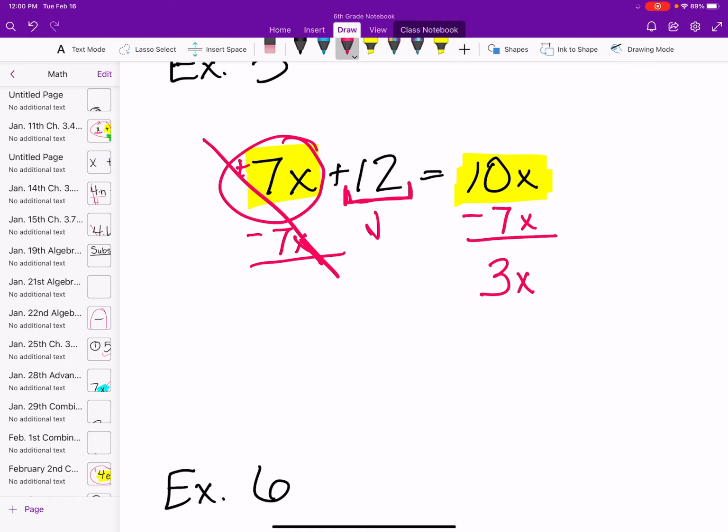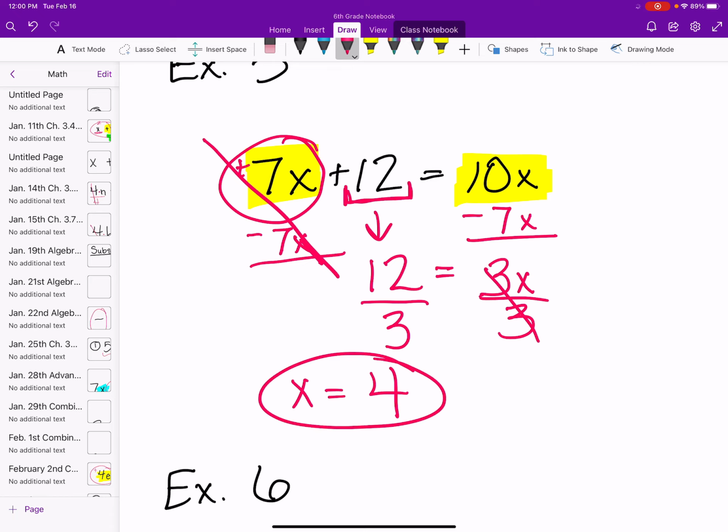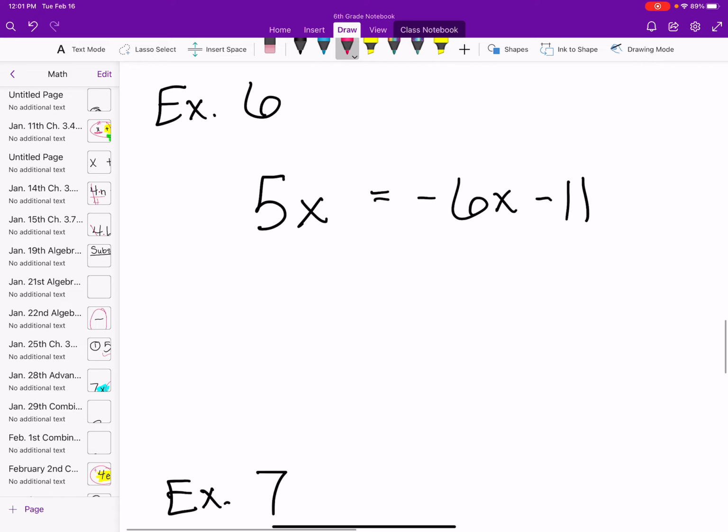So now I just bring down my 12. 12 is now equal to 3x. So 3 times what equals 12? You could divide on each side if you really wanted to. And you would find that x is equal to 4. Okay? So the hardest part is just knowing which side to move your numbers. I would say whatever side your plain number is on without the x, just leave that guy there and move your x's around. Okay?